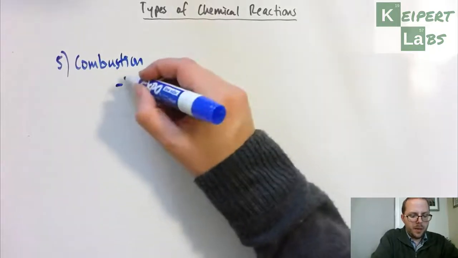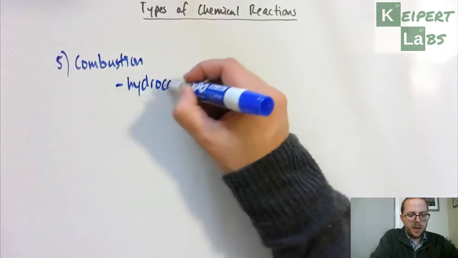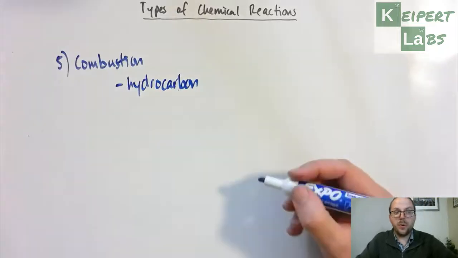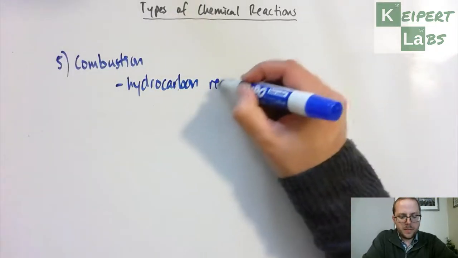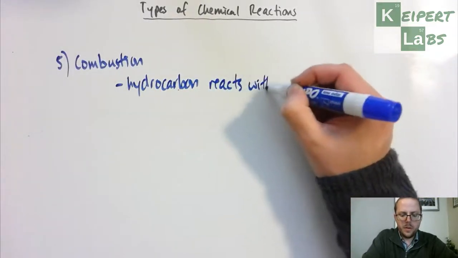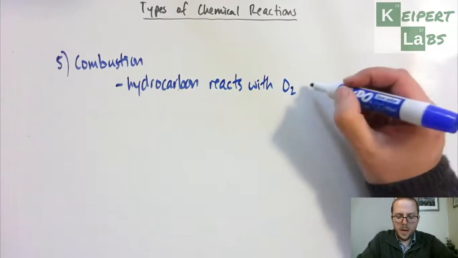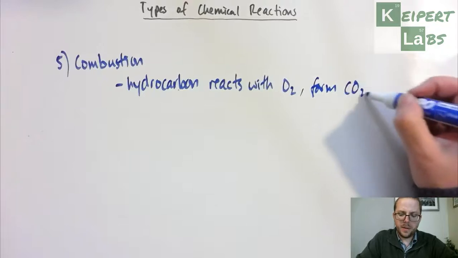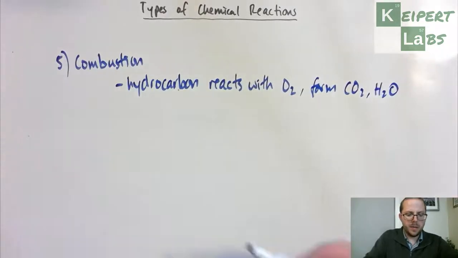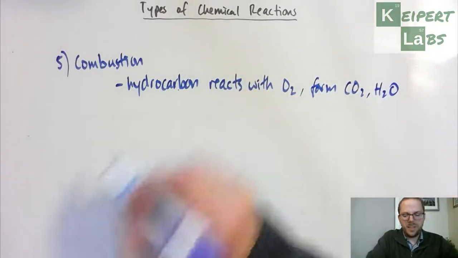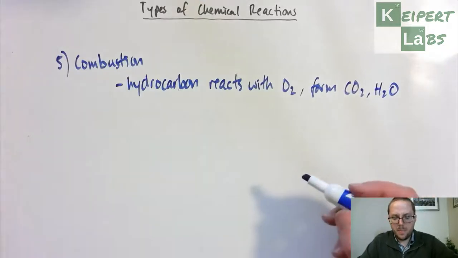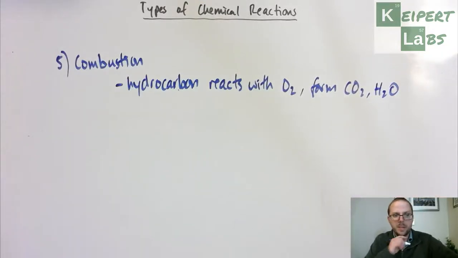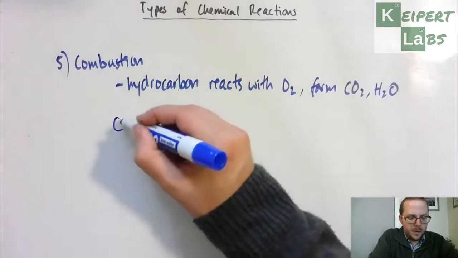Okay, so we've got a compound that mainly contains carbon and hydrogen, which is a type of compound called a hydrocarbon, that reacts with oxygen in the air, and we typically form carbon dioxide and water. There's not really a lot of point making a generic example here, because the reaction tends to be quite specific to each hydrocarbon. So I'll give you a couple of examples.